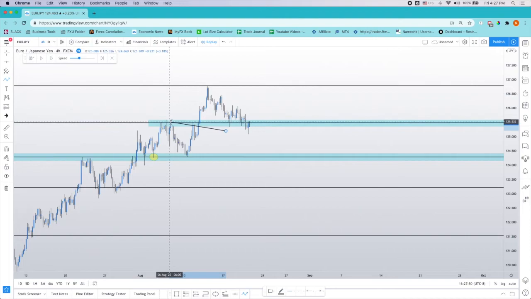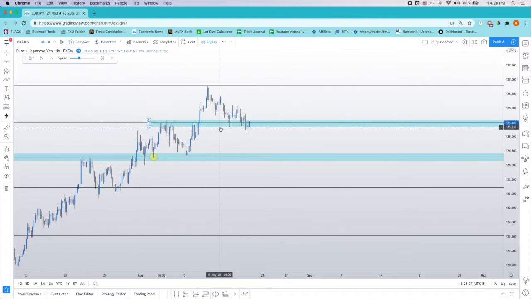So over here you're gonna see a wick. Price is just kind of testing this area right here. So what it did, price broke below that zone area, came back up with a bullish candle, tested that horizontal, and then a sell-off.